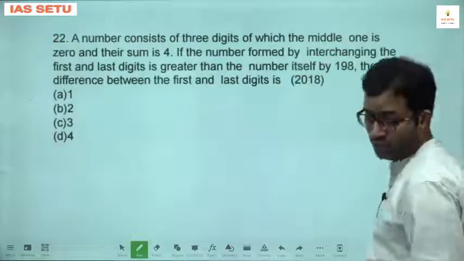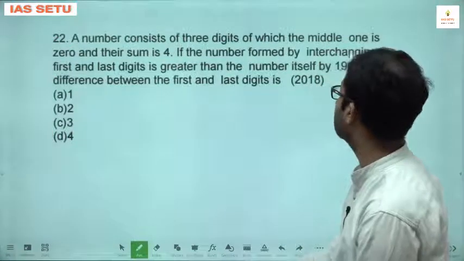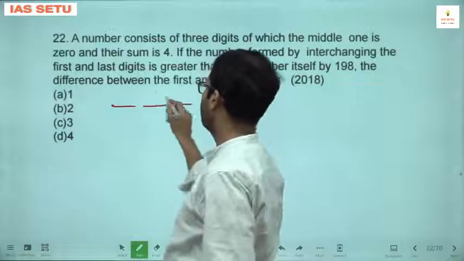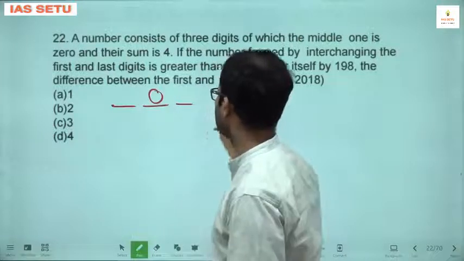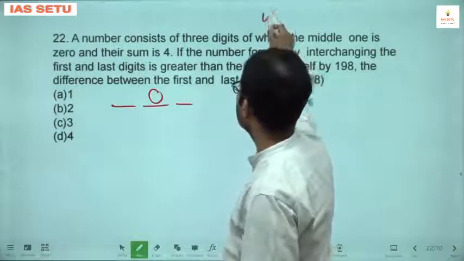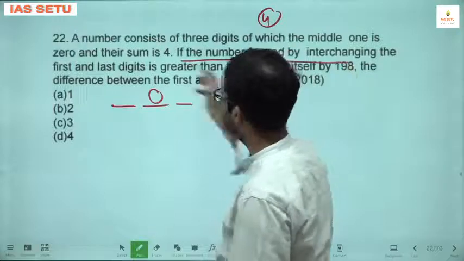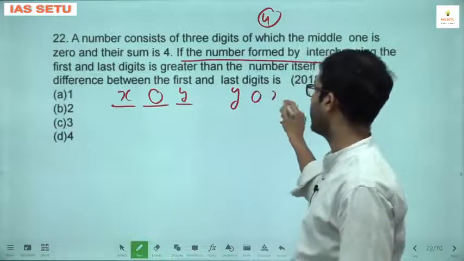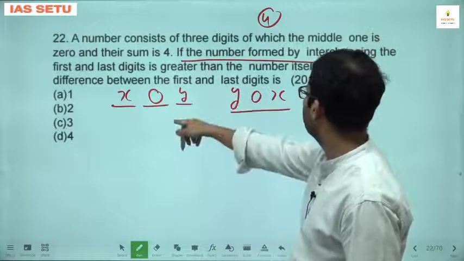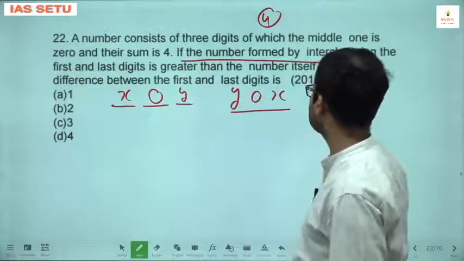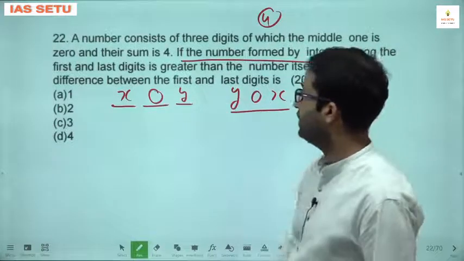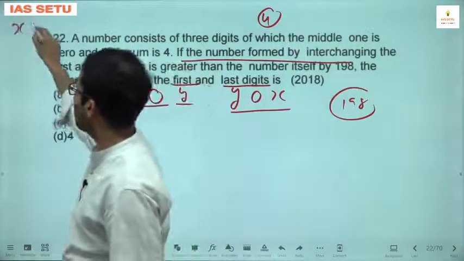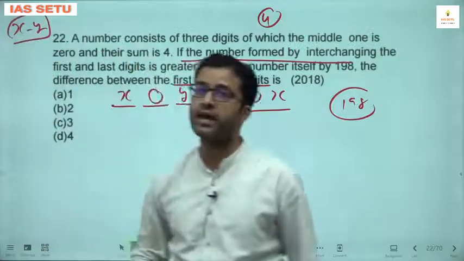Next is question number 22. A number consists of 3 digits, of which the middle one is 0, and their sum is 4. So if I add all these digits, I get a total of 4. If the number formed by interchanging the first and the last digits, for example, this is x, this is y, then we get y0x, which is greater than the number itself by 198. The difference is 198. The difference between the first and the last digit is? So we have to find the difference of x and y.